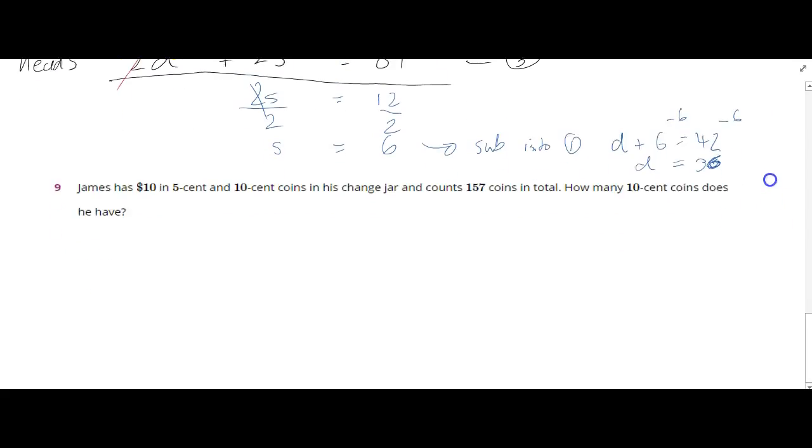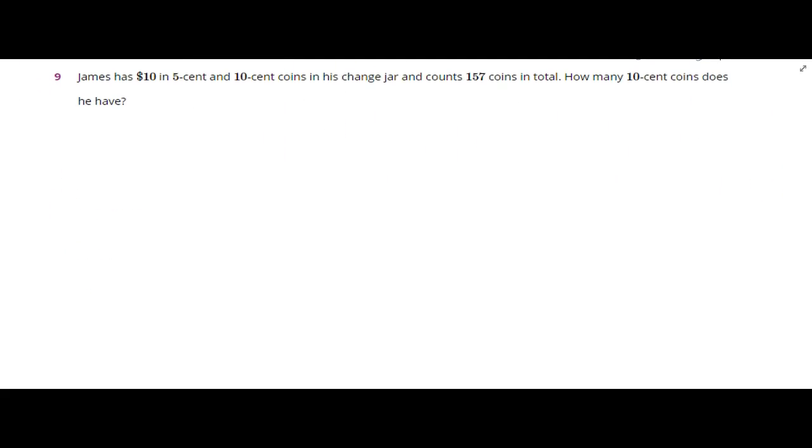I've got another question here. This is question 9, another, more challenging one. So you always start by trying to define your variables. The question asks how many 10-cent coins does he have. So the number of 10-cent coins is going to be one of our variables. Now this is a bit of a problem, because we can't call the variable 10. What we're going to call our variables is going to be 5 and 10-cent coins.